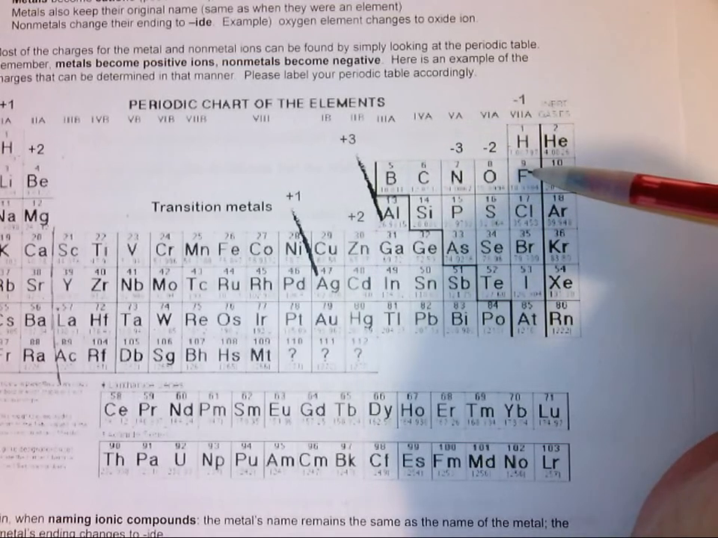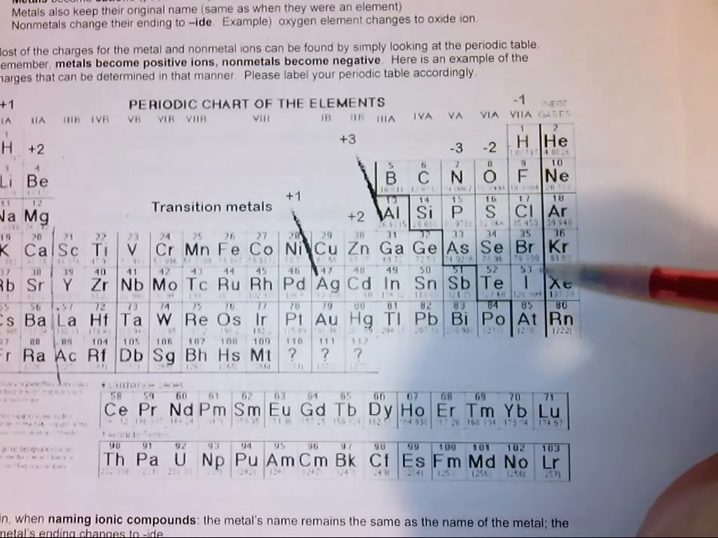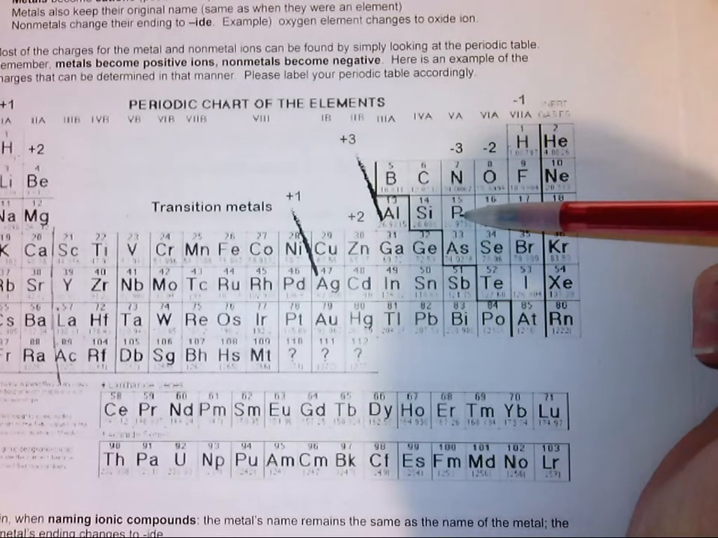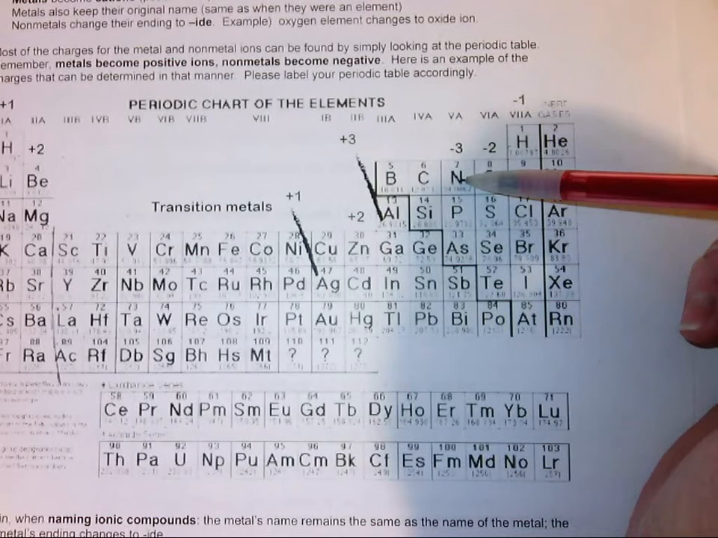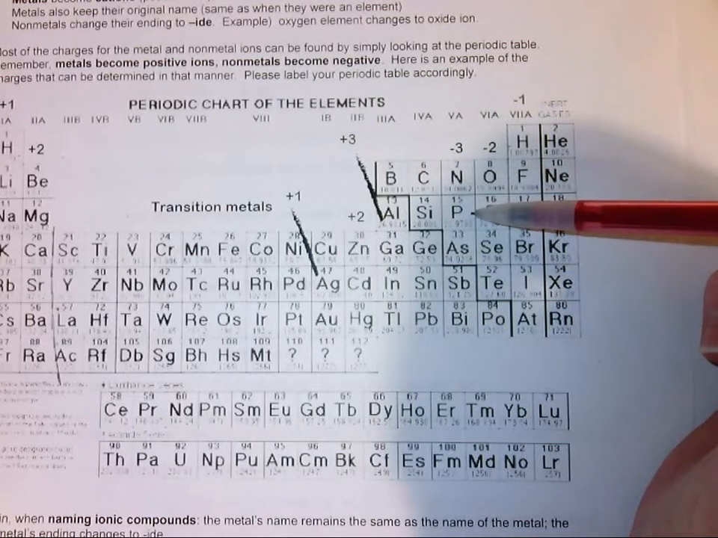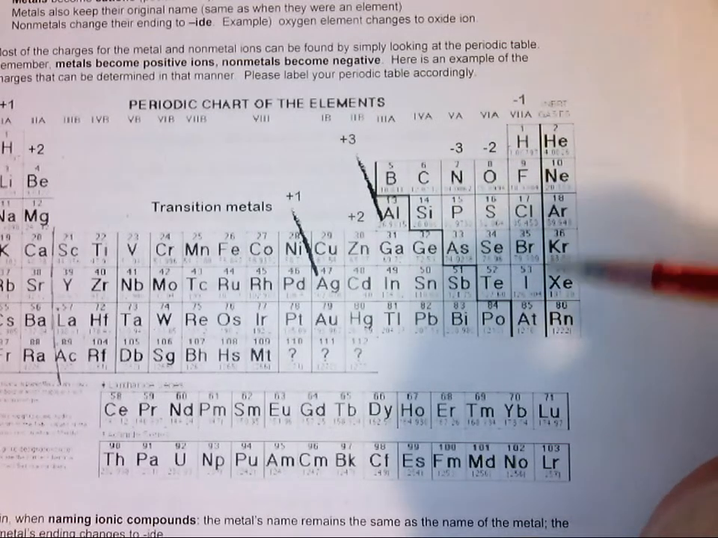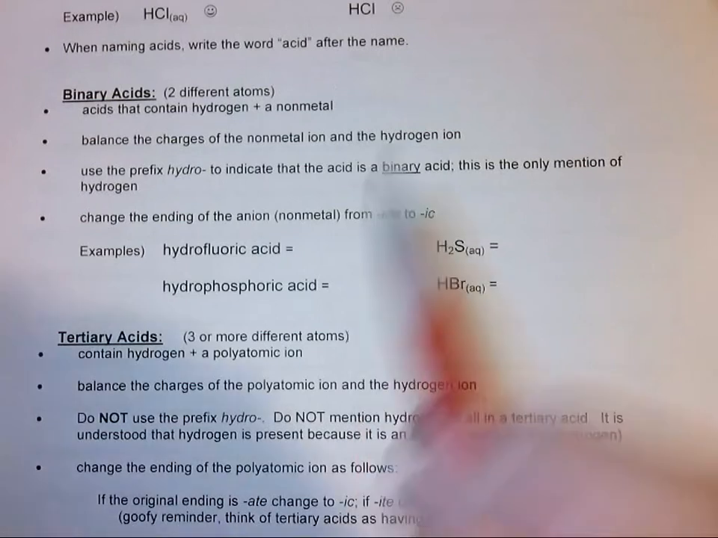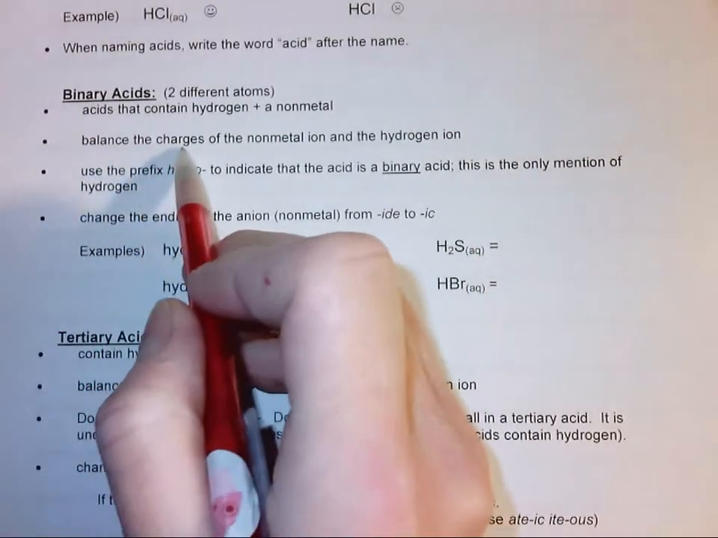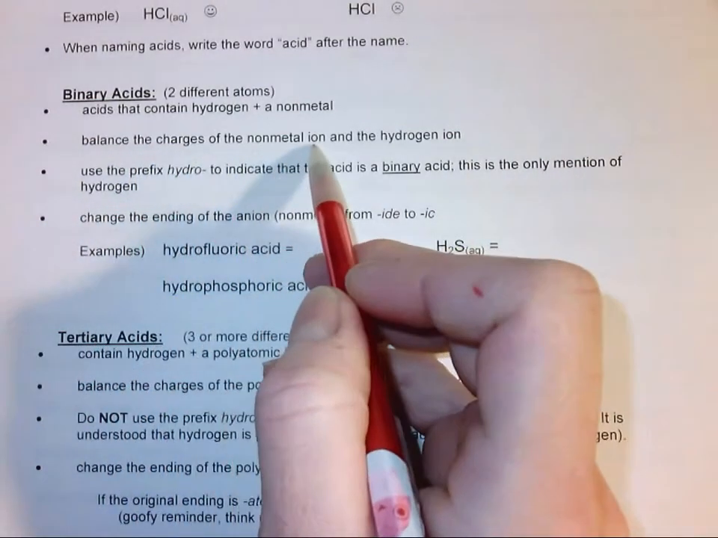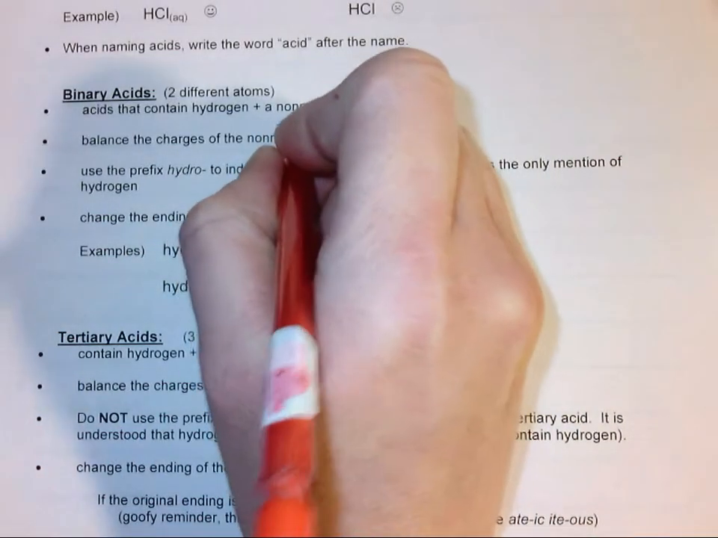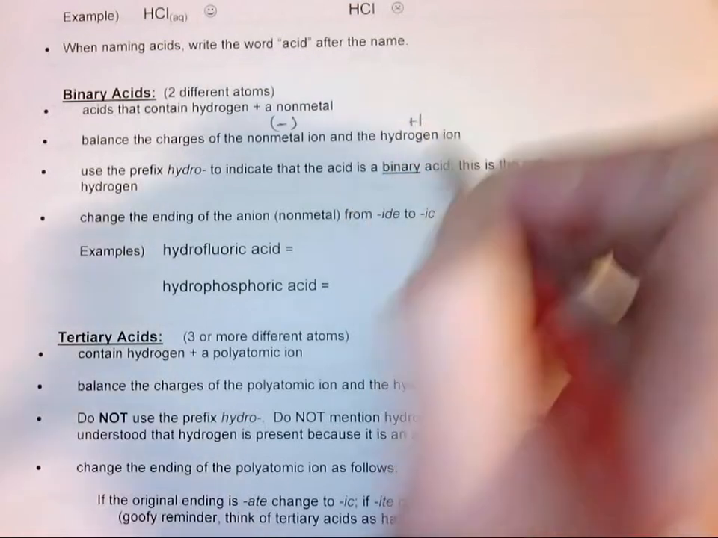Basically, you're looking at fluoride, chloride, bromide, iodide, sulfide, phosphide, and nitride being the anions that will make acids. So that limits us tremendously on our binary acids. We'll come back to the periodic table in just a few minutes. We're going to balance the charges of the nonmetal ion and the hydrogen ion. Now remember, the nonmetal is going to be negative, the hydrogen is going to be +1.